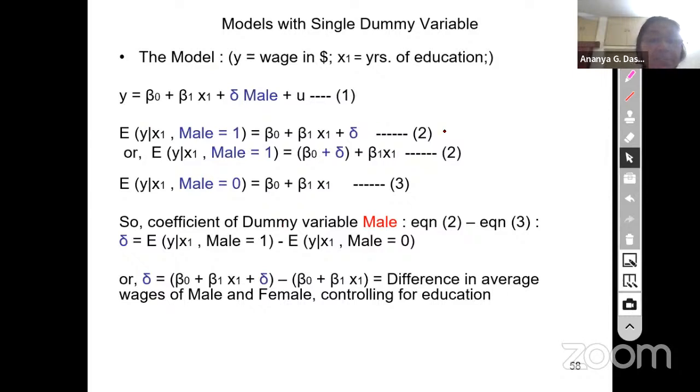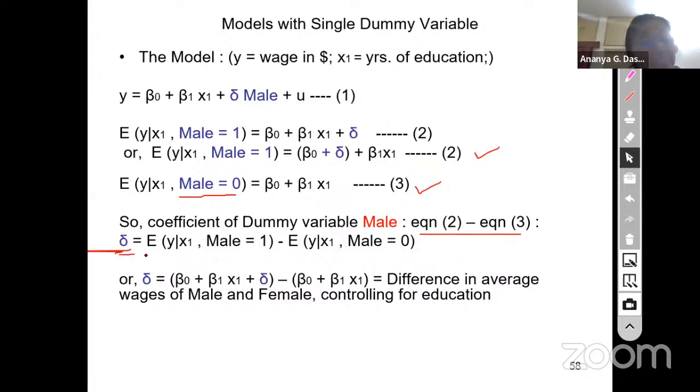So if you look at equation 2, this is the average wage of a male. And if you look at equation 3, this is the average wage of a female, because male is equal to 0 in this case. Just subtract 3 from 2. Okay, so equation 2 minus equation 3 is your delta.